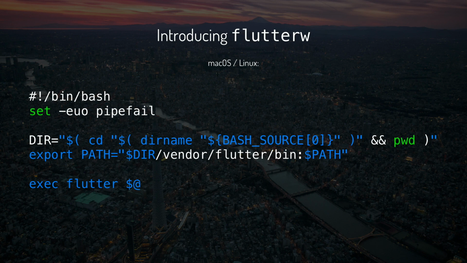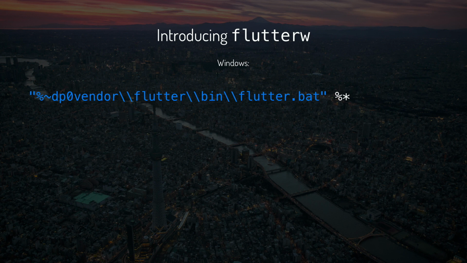It's really simple. On Mac and Linux, all it does is add Flutter's binary to the path and then run it. And on Windows, it's even dumber. It just calls the batch script.